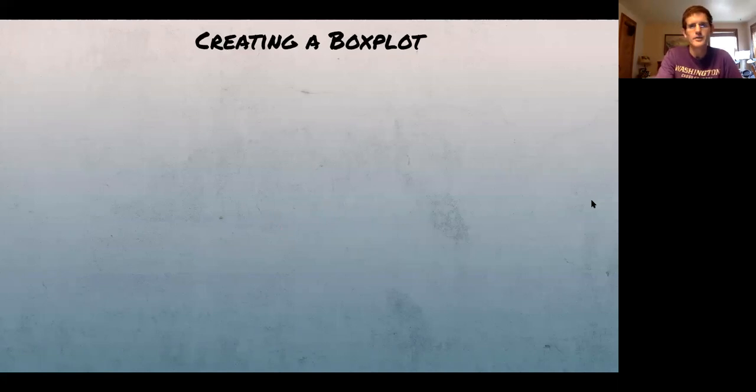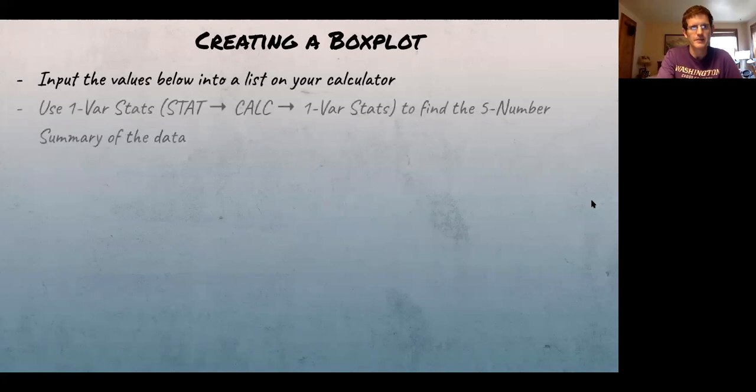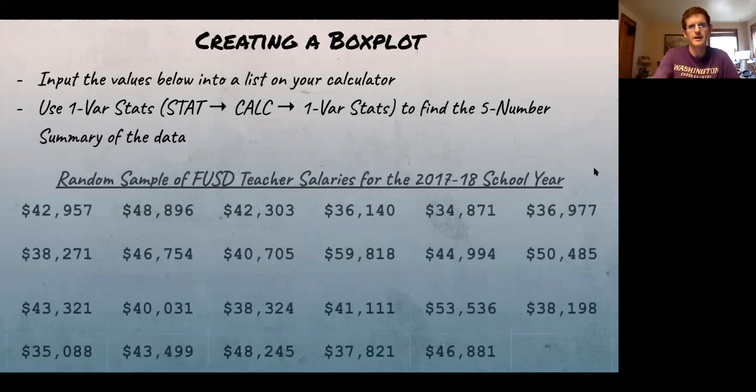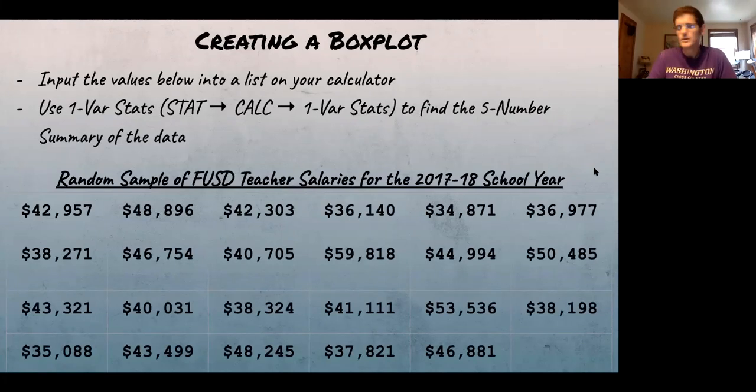All right, so we are going to create a box plot, and I'll bring these values up, and you will need to plug all these into a list. It's going to take you a little bit of time, I know that. Just plug it into a list and go to your one variable stats, and I put the instructions right there so that you can find out your 5-number summary. This is 23 values. I know it's going to take you a little bit of time. So let me be quiet and let you work on that.